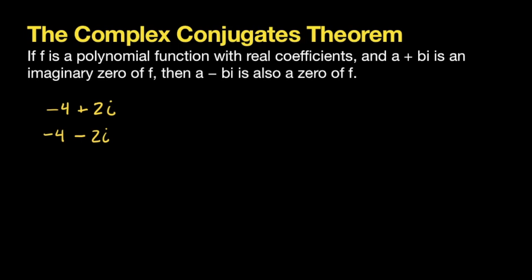Or if you have, let's say, 7 minus 3i, that means that the other solution is going to be 7 plus 3i. In some cases, you're going to get some solutions just with the imaginary part. So you may get negative 6i, and that means that the pair will be also 6i.